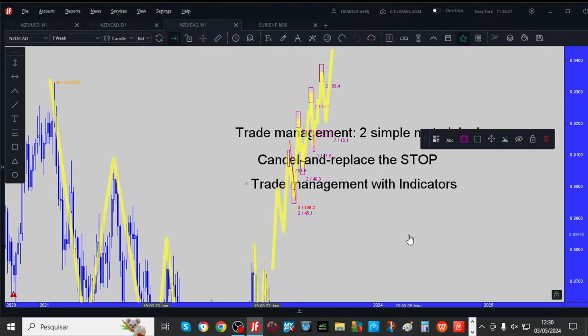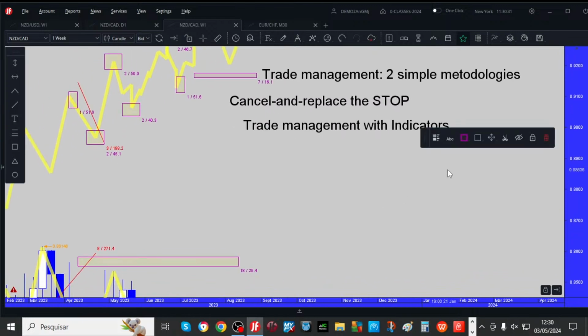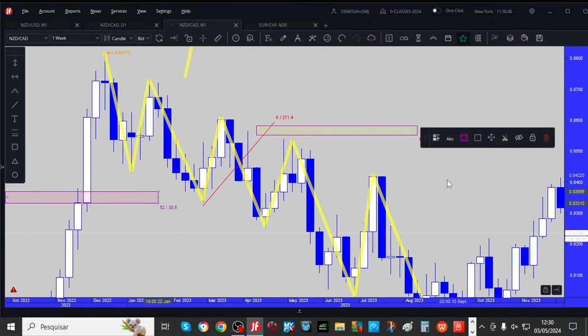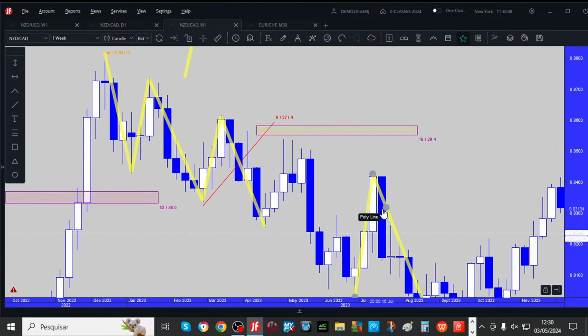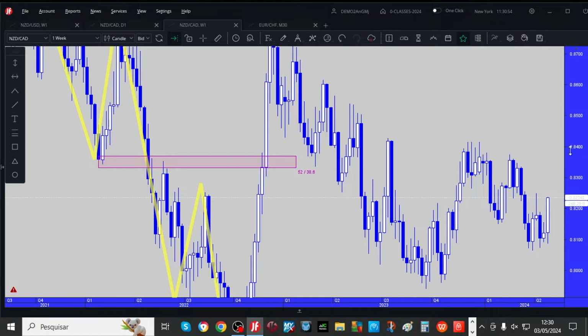And so we are here. Trade management, how to manage your trades. Two simple methodologies: cancel and replacing the stop, locking in profits as the market progresses. The other one is trade management with indicators. Okay, now there is no right or wrong.